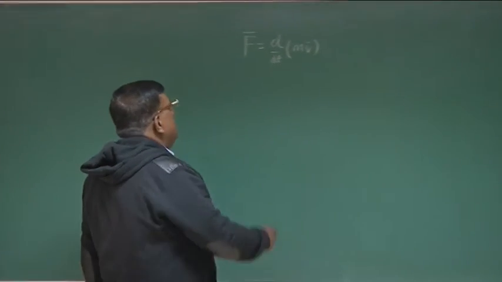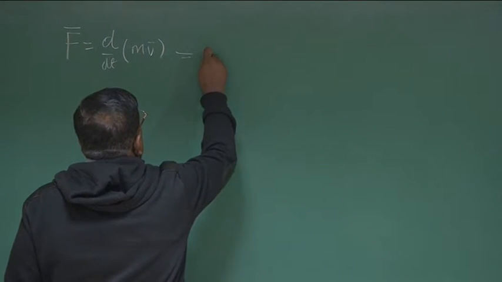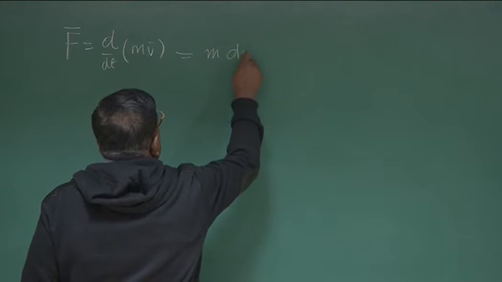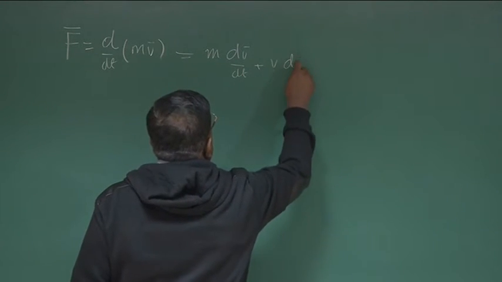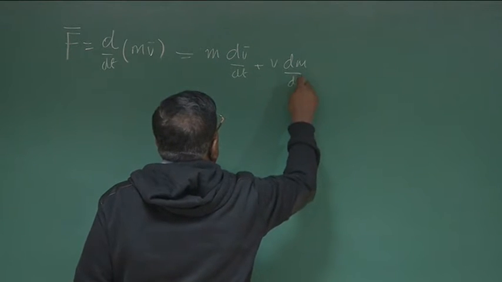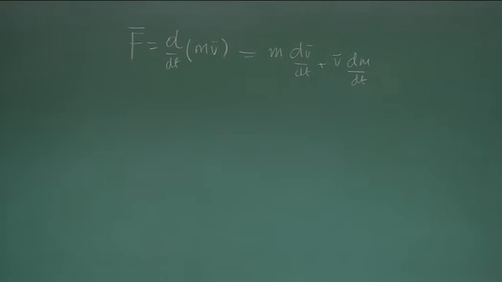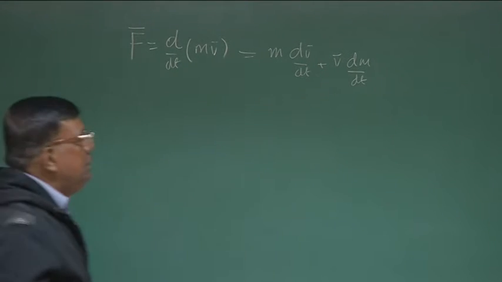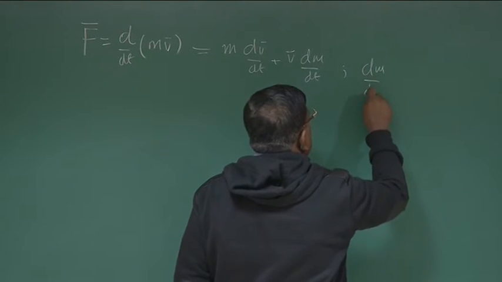And also we did a simplification. We said this can be written as m dv by dt plus v dm by dt, right? And what is the simplification we did? We said dm by dt is 0. That is, negligible change in mass.